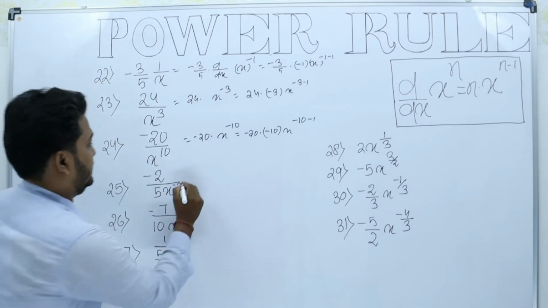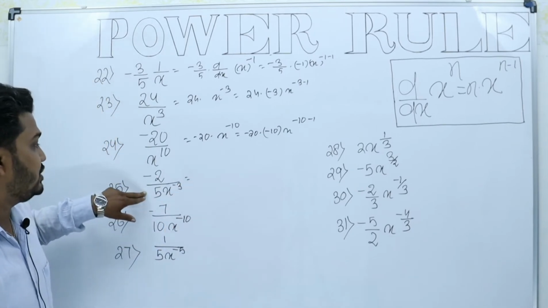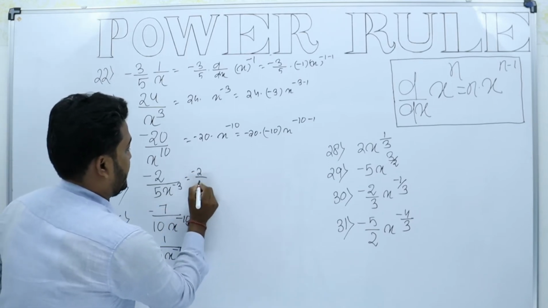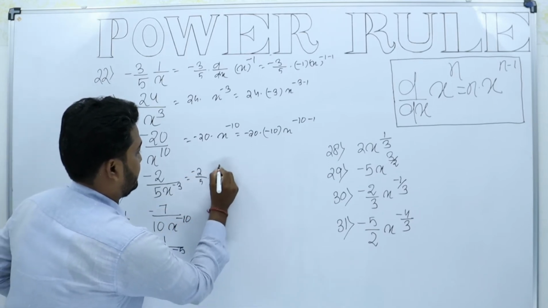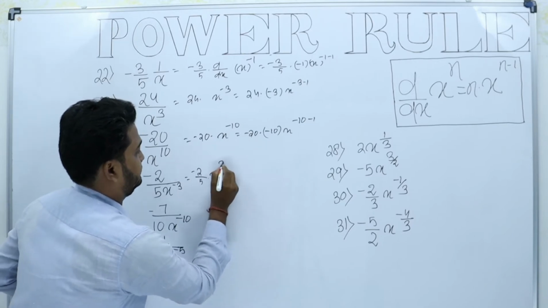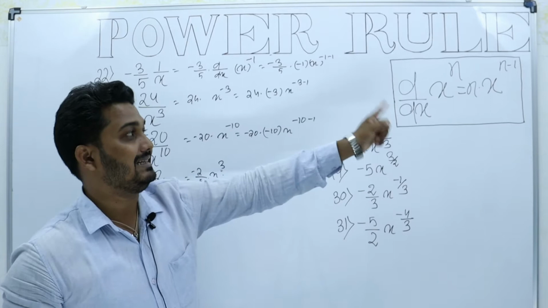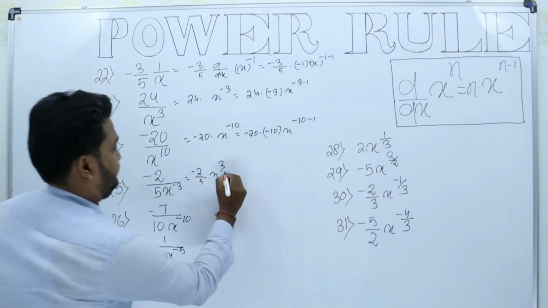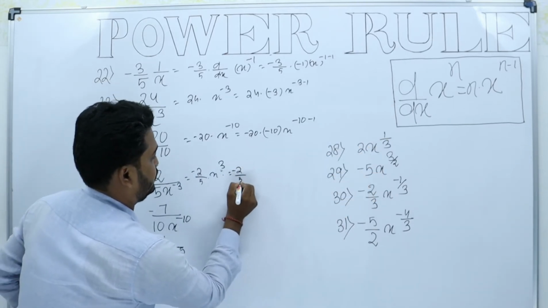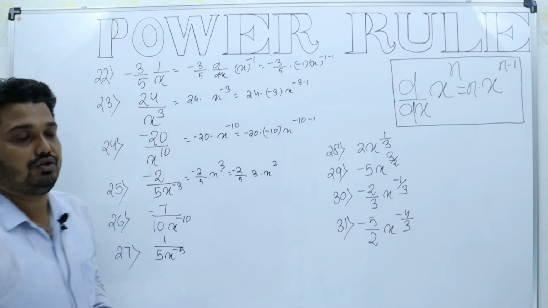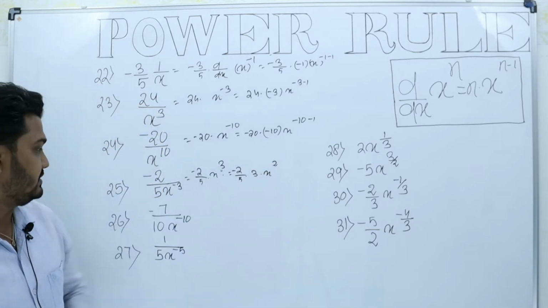Now next question, minus 2 by 5 x to the power minus 3. It will be minus 2 by 5 x to the power plus 3. The power is 3. In the next step it will be 3 x to the power 3 minus 1. That means it is minus 2 by 5 into 3 x to the power 3 minus 1. That is a 2, and all this can be solved in the next step.